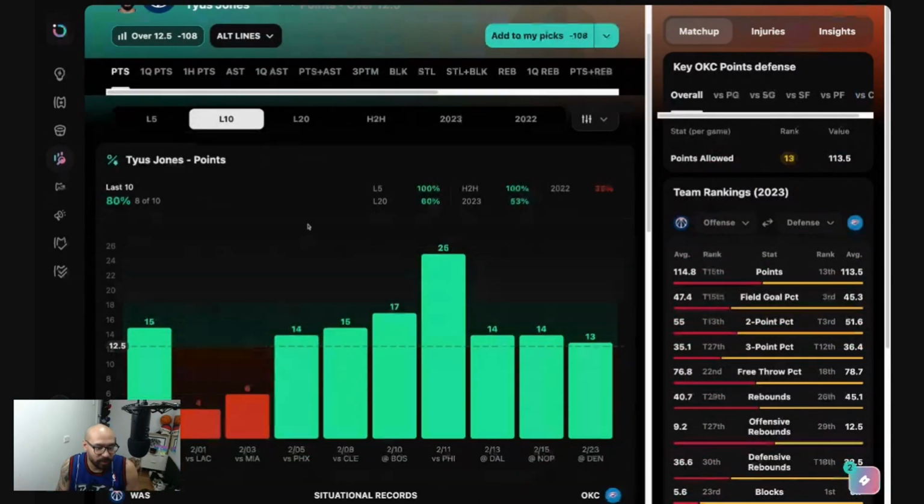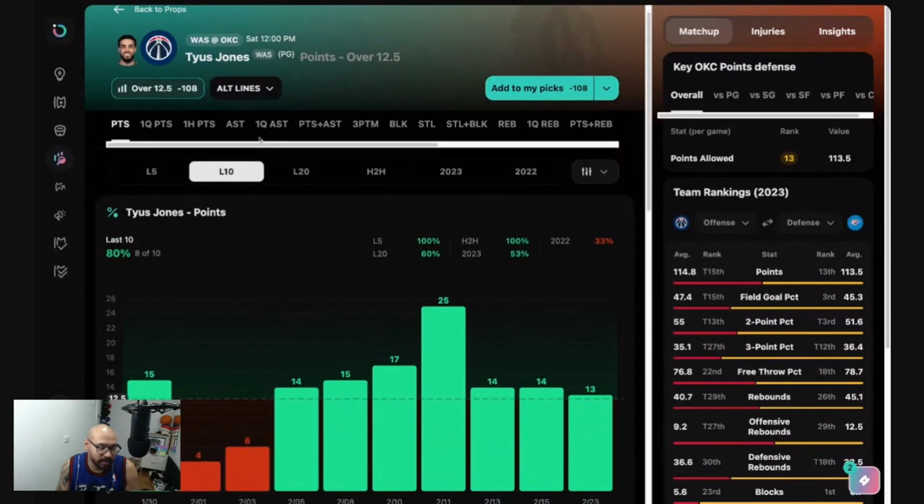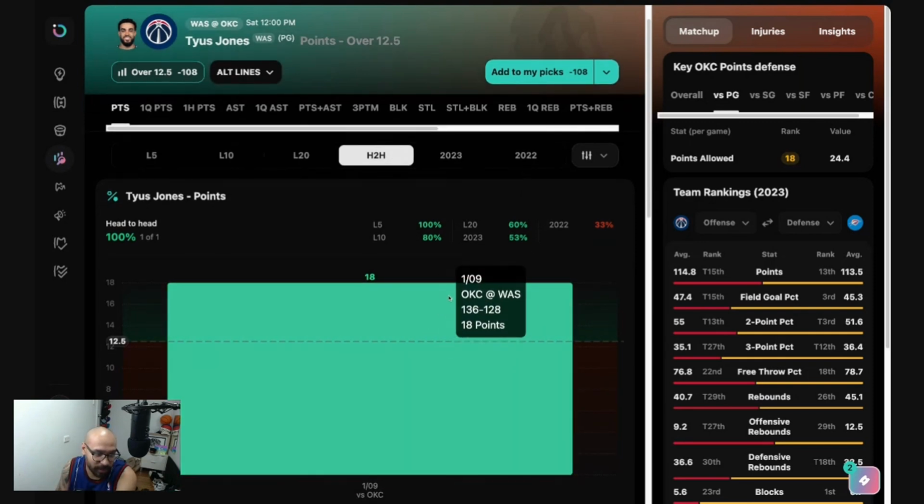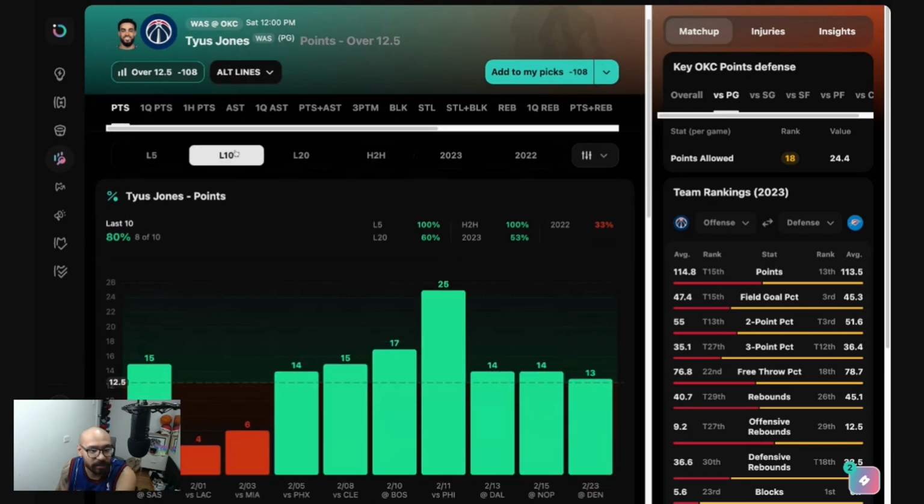Firstly, on the point side of things, he's hit this in 8 of his last 10. The line is 12.5, price minus 108. The matchup is not a good matchup, but not a bad matchup either, so we can take that against the OKC Thunder. His last game against them, he scored 18 points, so he has scored against OKC quite well. His last 10 is pretty good.